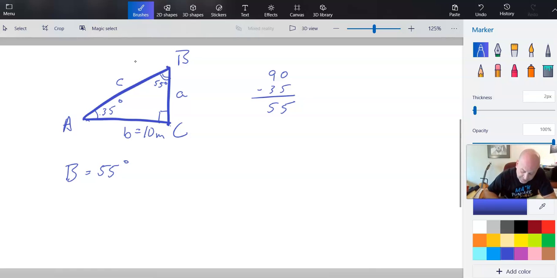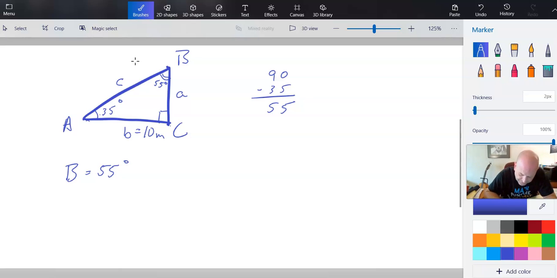Now, we need to get a hold of these other sides. We have all the angles now: angle C is 90 degrees, and then we have 35 and 55. To get this started, we only have one side. If we can find any of the other sides, then the last side can be found by the Pythagorean theorem. So that's what we're going to do.